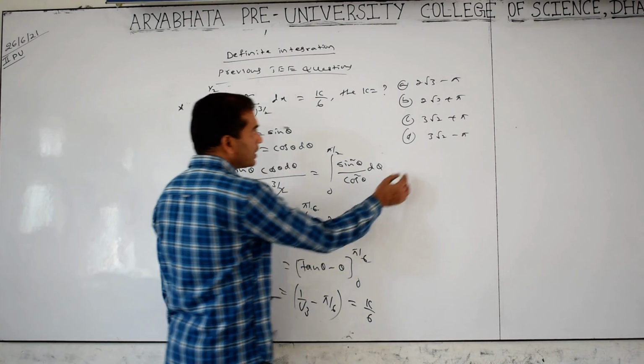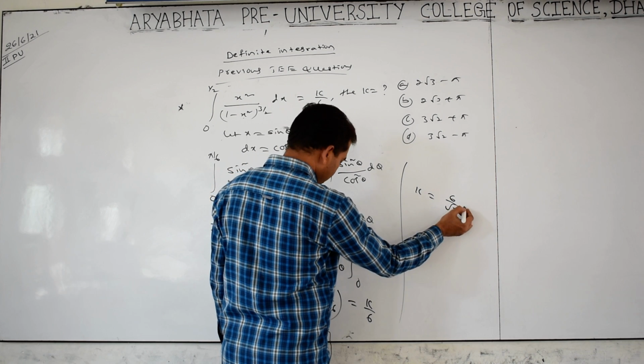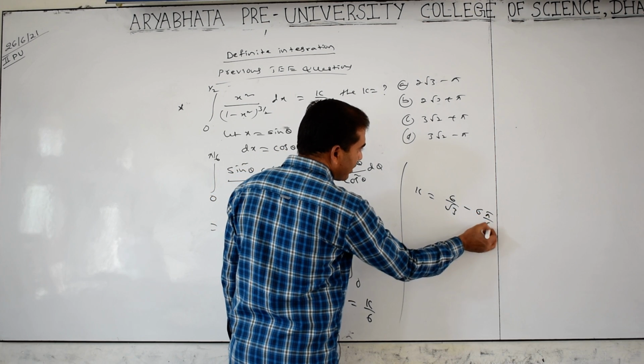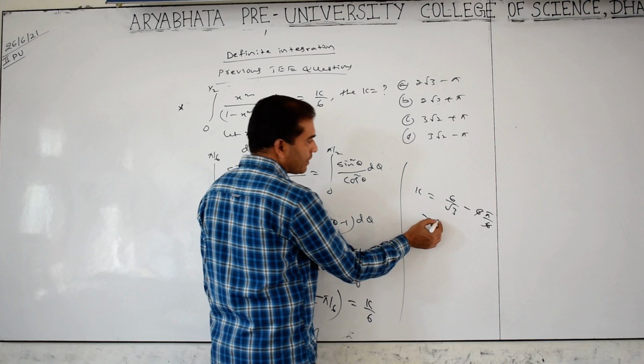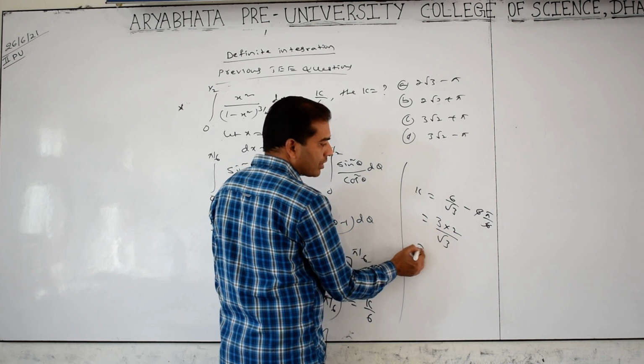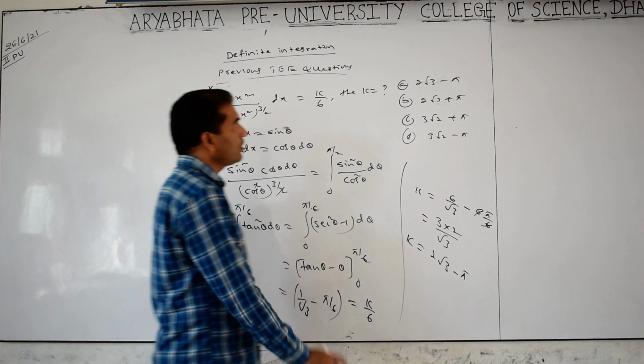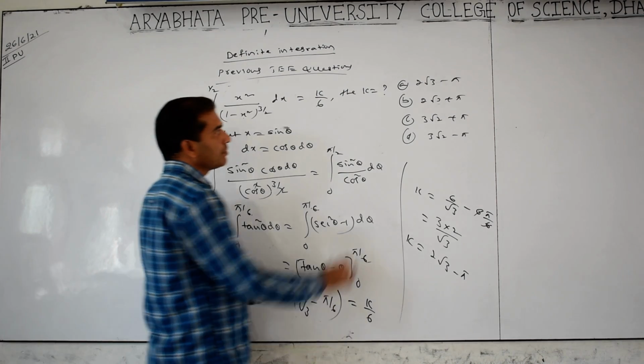So transposing 6 to this side, k is equal to 6 by root 3 minus 6 into pi by 6, the 6 cancels. 6 we can write as 3 into 2, so 6 by root 3 is 3 into 2 by root 3, 3 by root 3 equals root 3, giving 2 root 3 minus pi. K is equal to 2 root 3 minus pi. This is the answer.